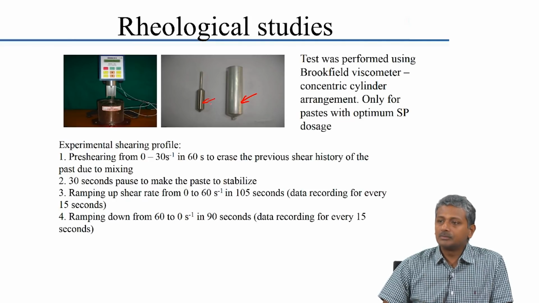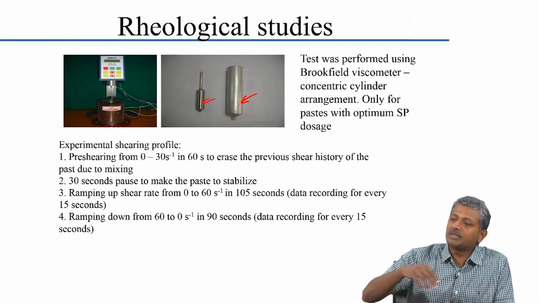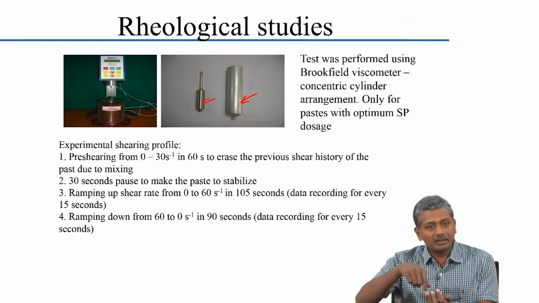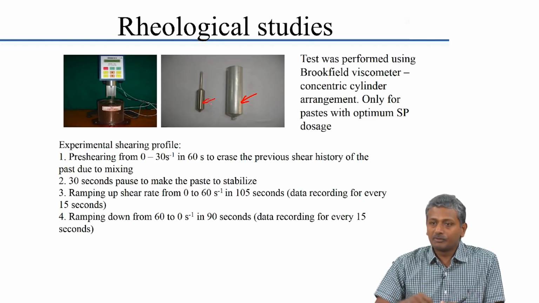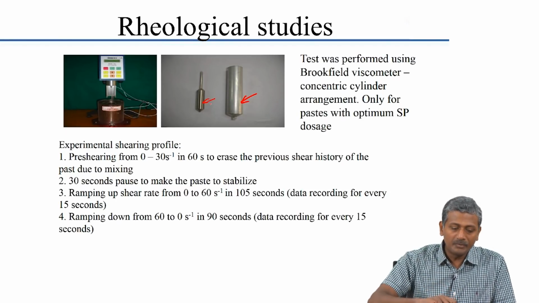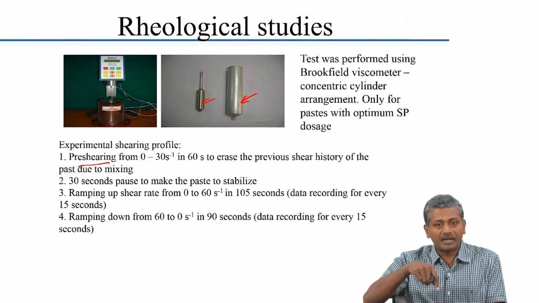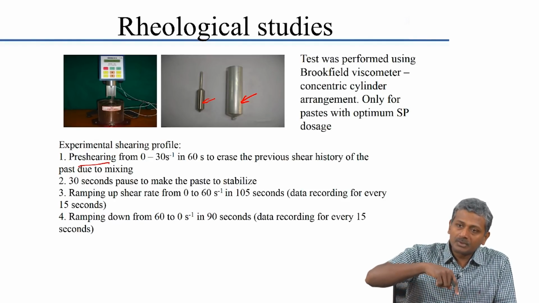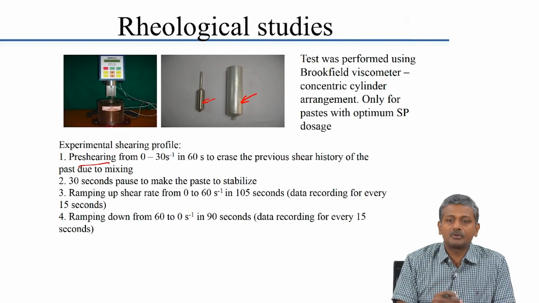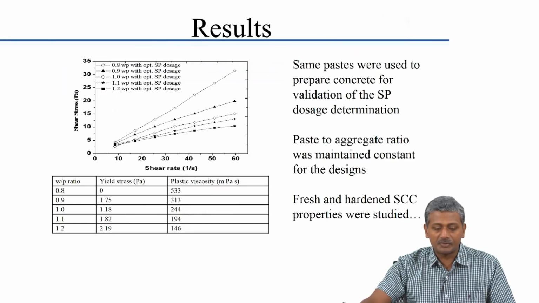Okay. Now, when you test fluids, if there has been a previous mixing history, for example, you would have prepared the paste by mixing it in a Hobart mixer, that previous mixing history has to be erased before you do this flow experiment by doing some specific shearing profile. You do a pre-shearing, that means you mix it first for some time, and then you give 30 seconds for it to stabilize, and then you keep on increasing the speed and then decrease the speed, and when you increase or decrease the speed, you start measuring the torque. Okay. So, again we will not get into the specifics of how this measurement is done.